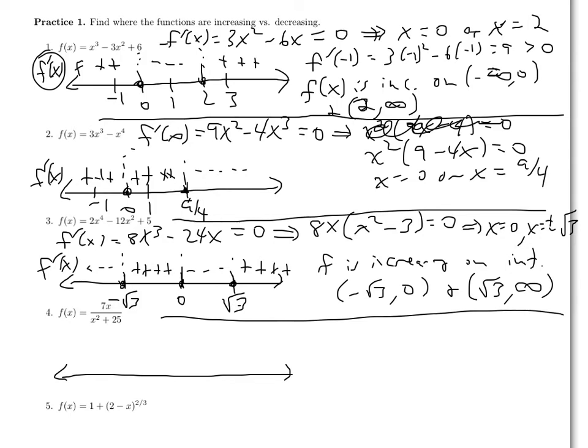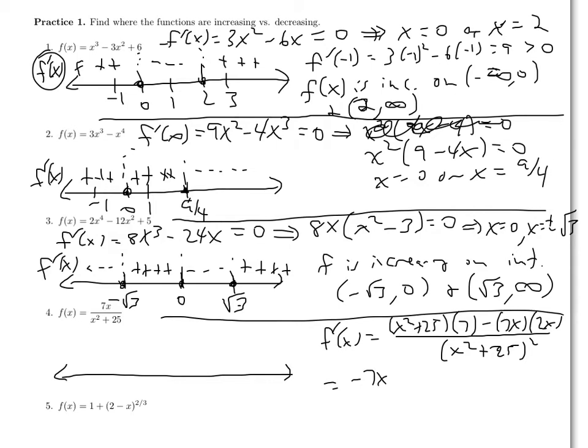For number 4, the derivative is a little more complicated, so I'm going to give myself a little more room. It does use the quotient rule. And so I'll have the denominator times the derivative of the numerator minus the numerator times the derivative of the denominator. And that's all divided by the denominator squared. If I simplify this, I'll have 7x squared here, and then I'm subtracting 14x squared here. So that's going to give me negative 7x squared. Then I also have plus 7 times 25, 175.